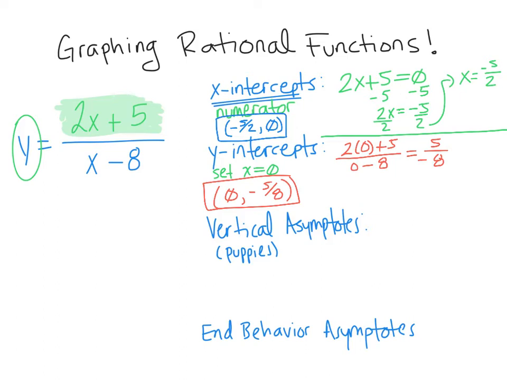Okay, so now we're on to vertical asymptotes. And where, my friends, do vertical asymptotes come from? And this, remember, are the puppies.